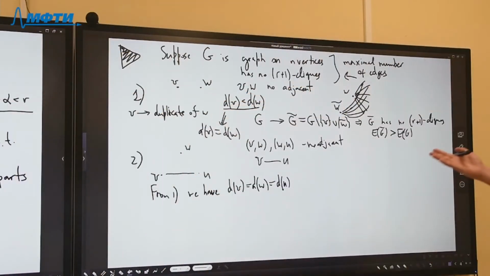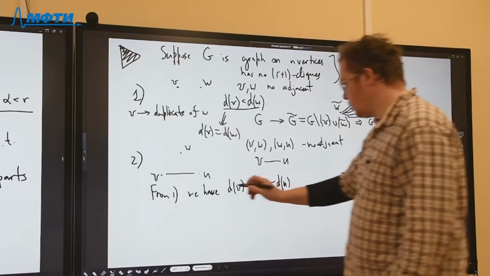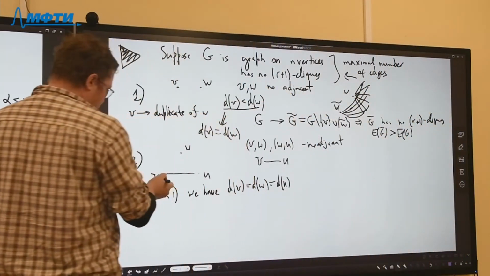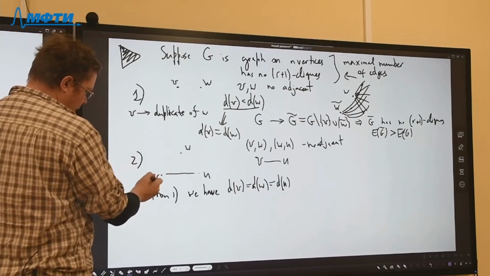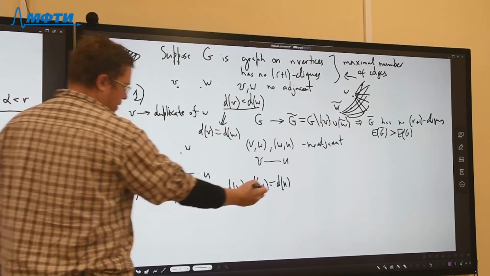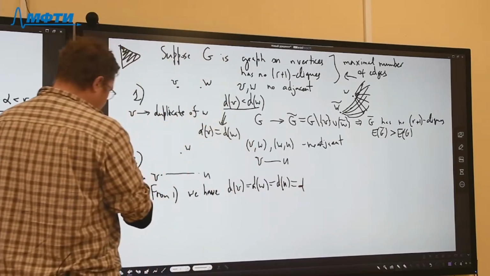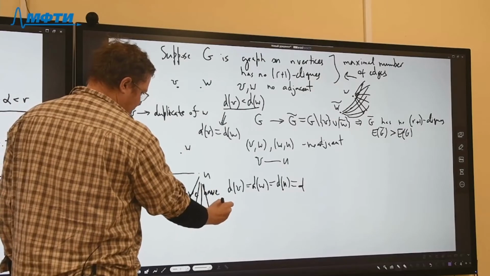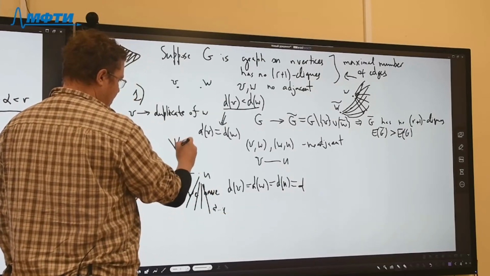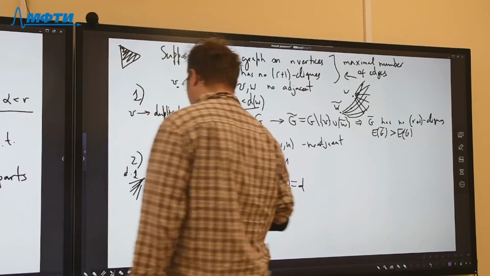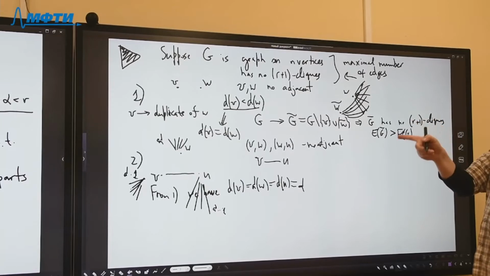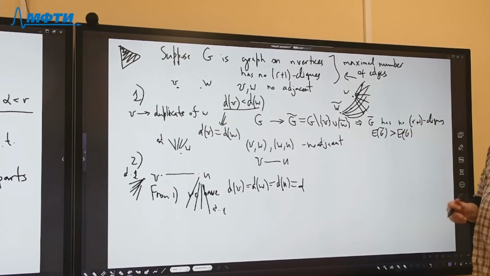Yeah, so what can we do in this situation? If we have an edge between V and U, and the degree is D, then they have D minus 1 connections to the other part of the graph, and W has D connections to the other part of the graph. So let's again do the same trick, but change V and U into a duplicate of W.